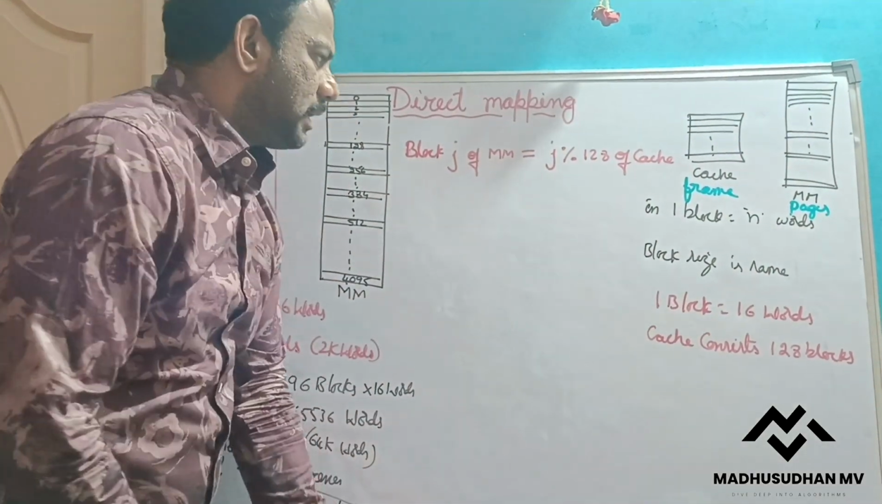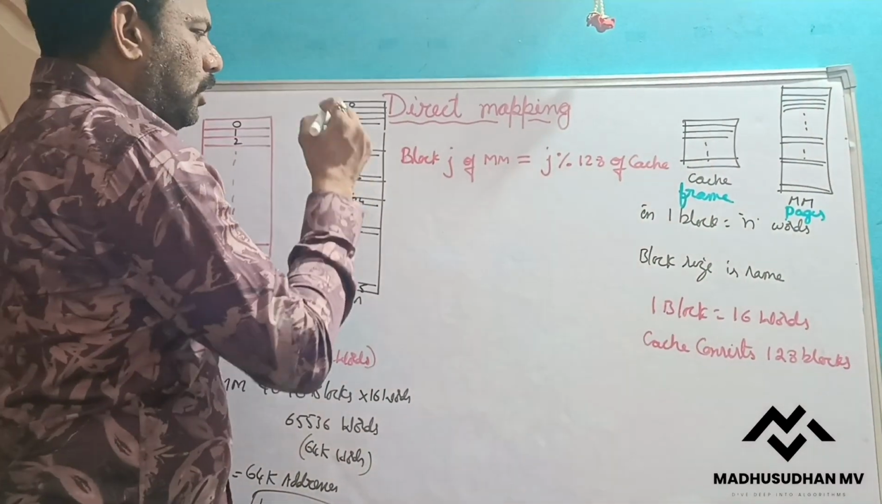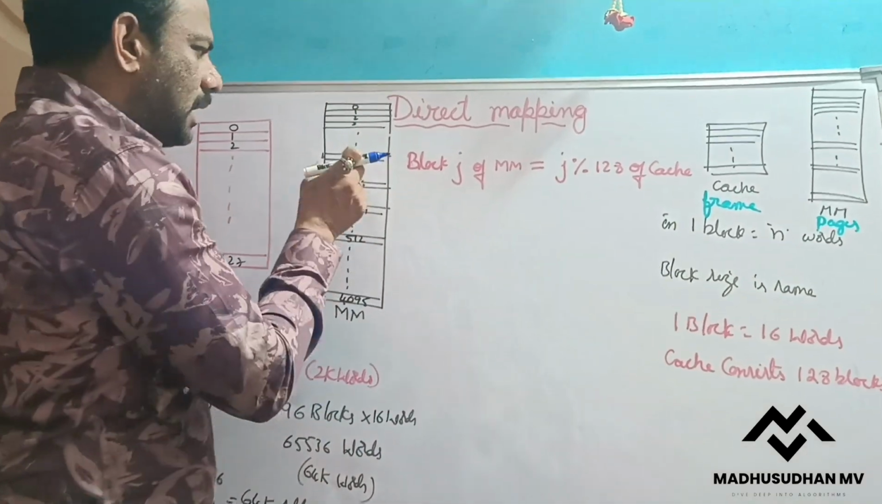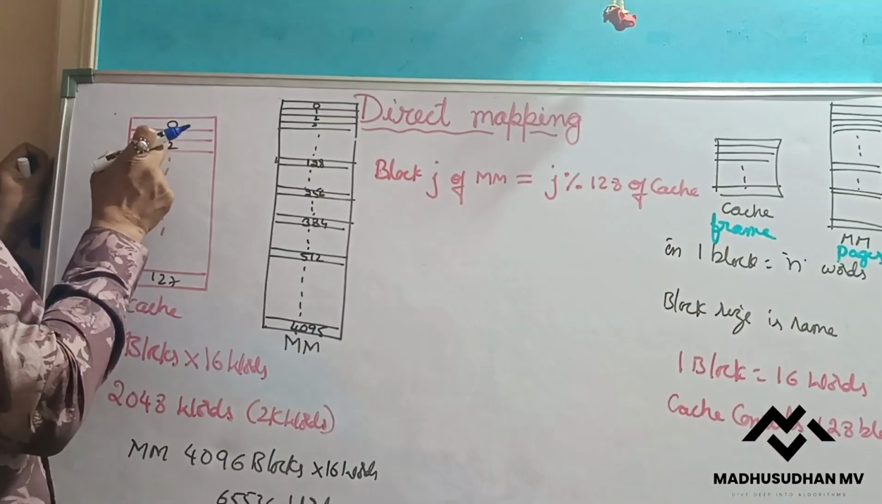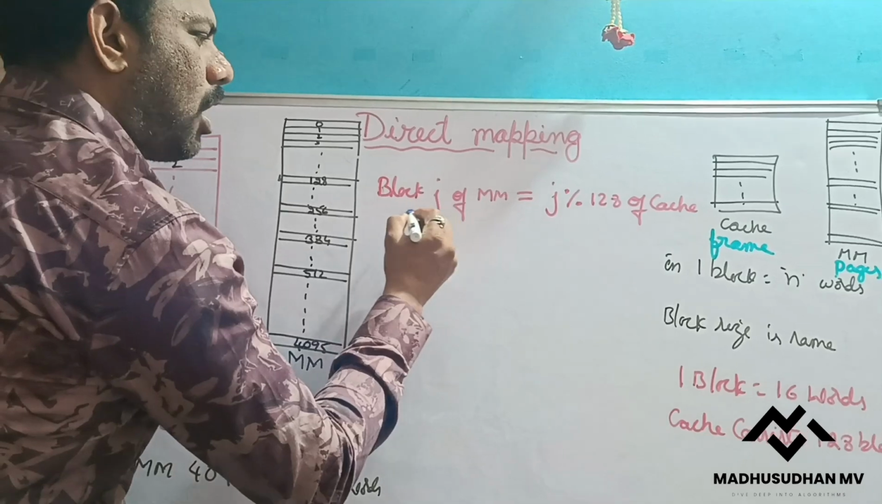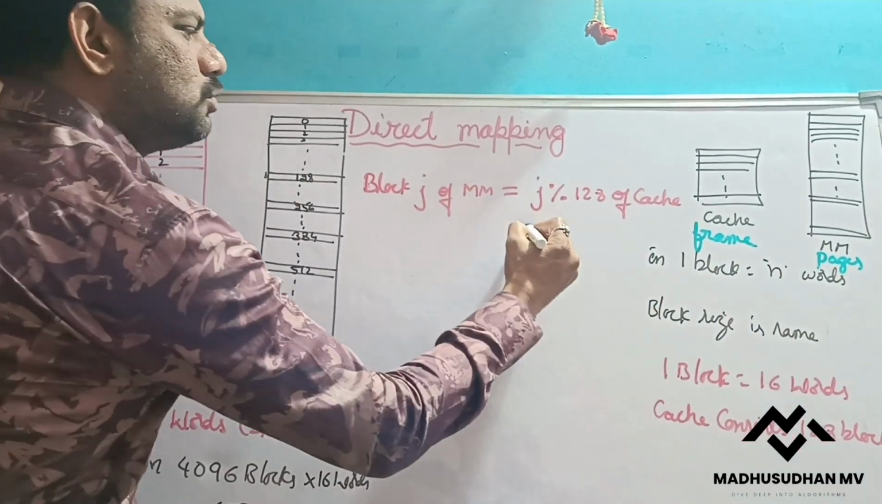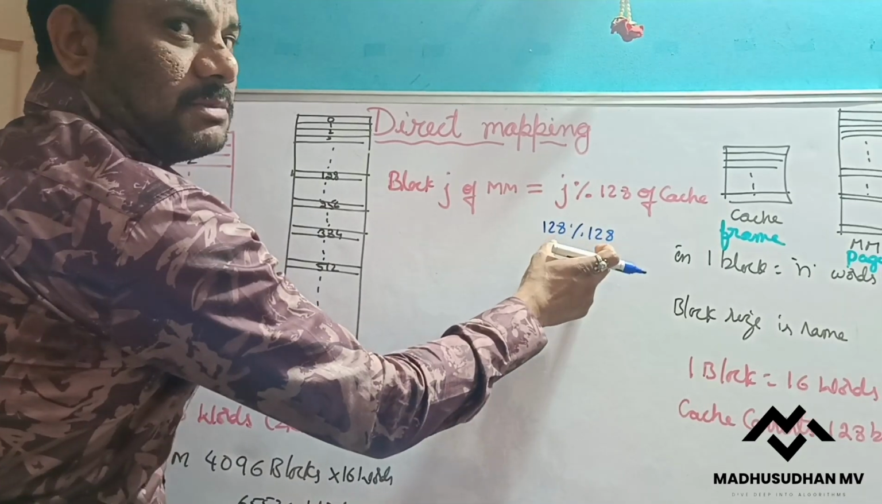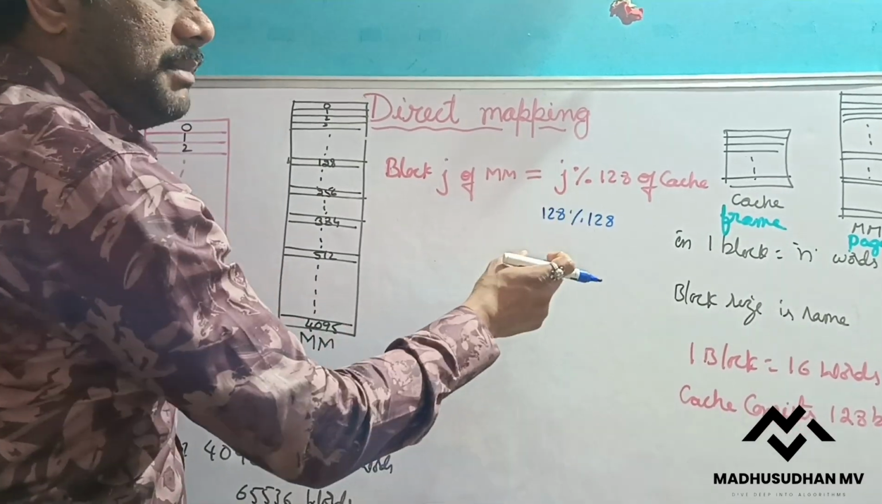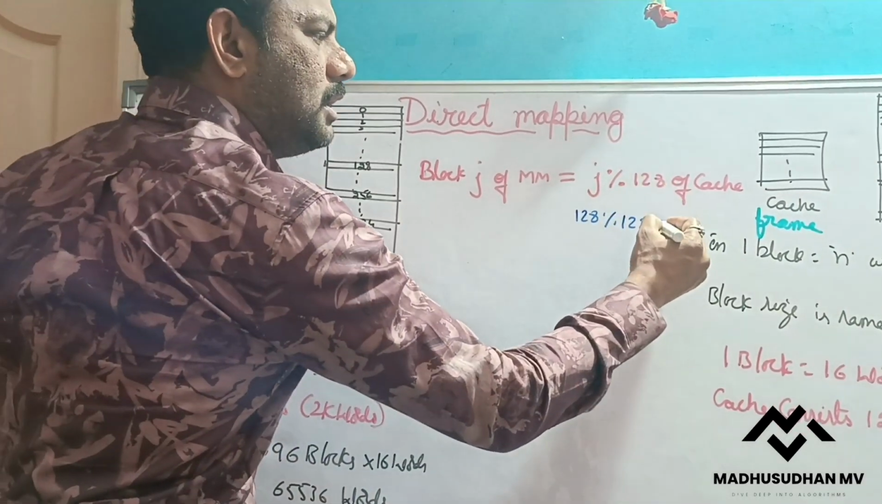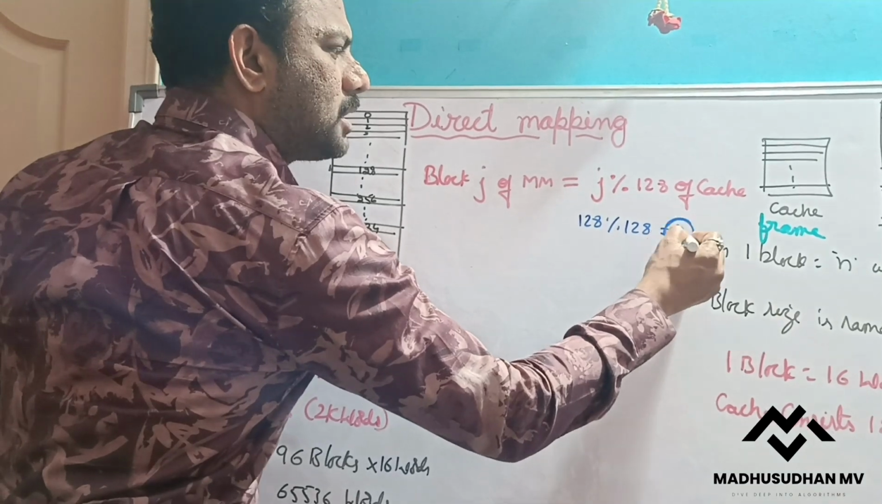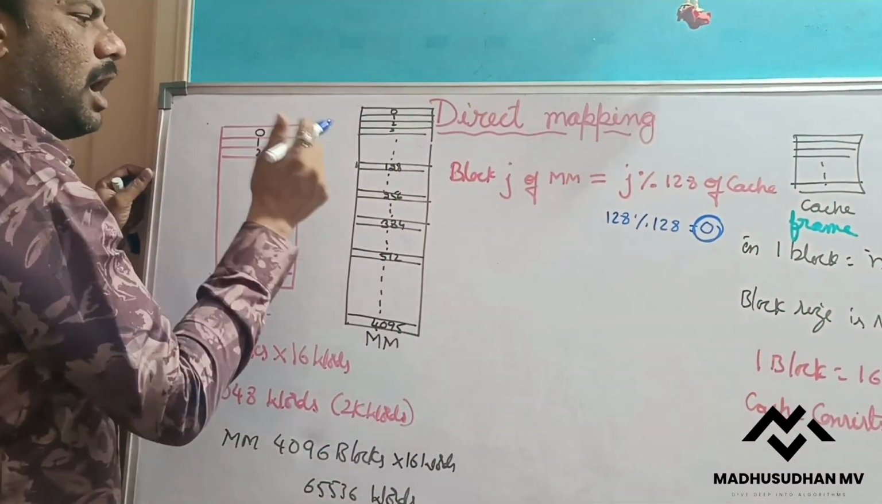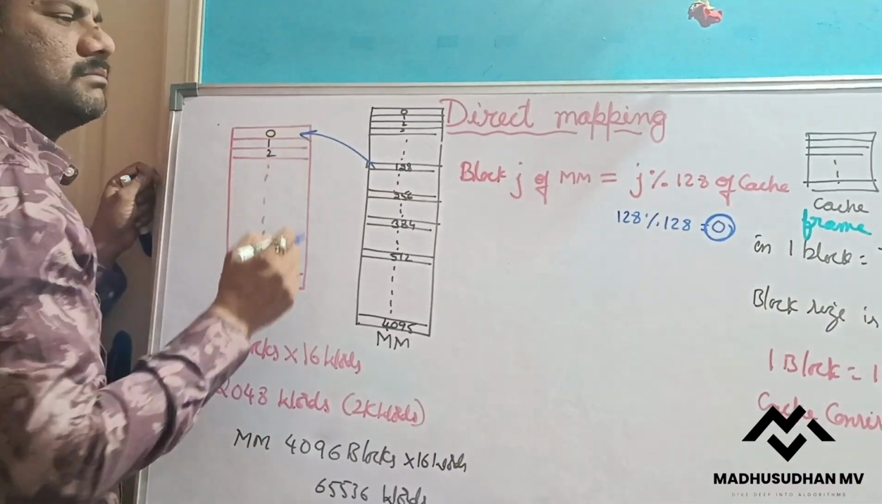For example, let's take block 128. Here I need to move this 128 block. Where to move that block? Block 128 of main memory, so 128 modulus 128. Modulus means remainder: divide the number and take the remainder. 128 by 128, the remainder is 0. That means I am going to move this block to block 0.